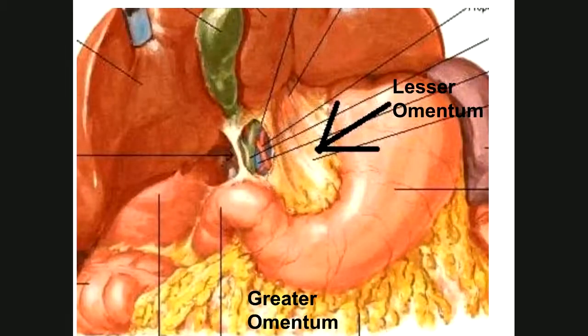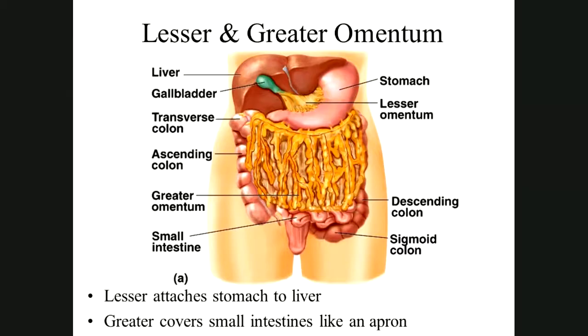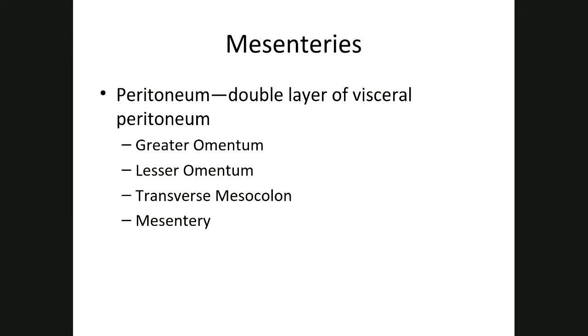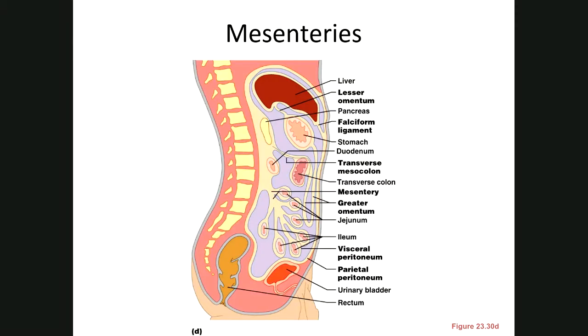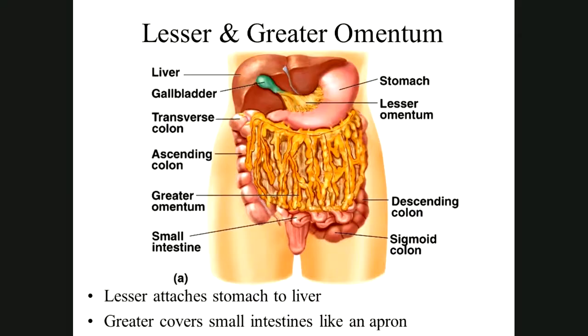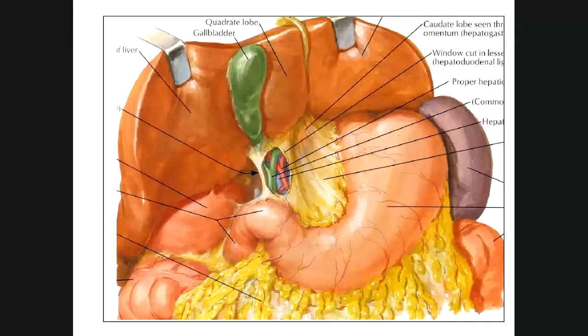We also have this lesser omentum. So the lesser omentum connects the stomach to the liver. So there's the stomach and there's the liver, and it connects those two right there. So if we look here, there it is right there, connects the stomach to the liver. There it is right there, the lesser omentum, the stomach to the liver.